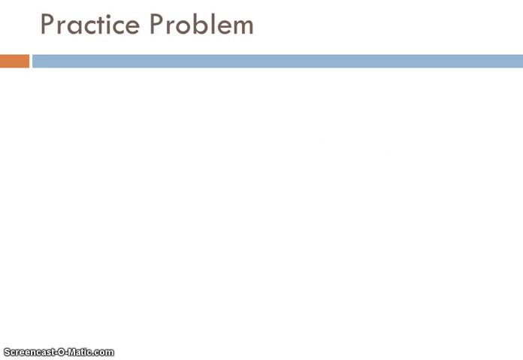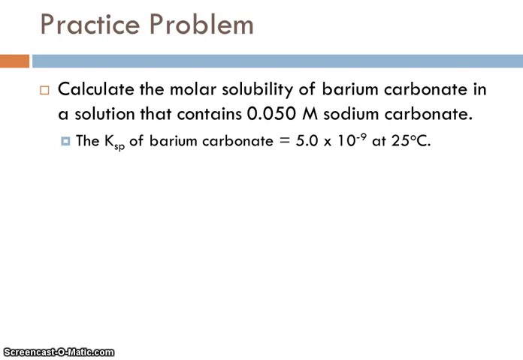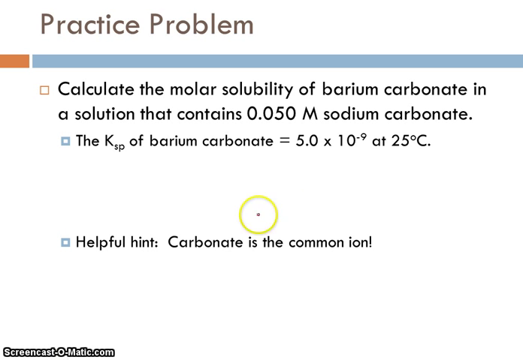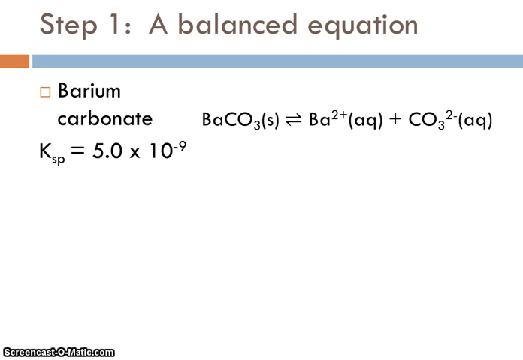So let's go through and do a practice problem where we have to worry about a common ion. Calculate the molar solubility of barium carbonate in a solution that contains 0.05 molar sodium carbonate, and conveniently we're given the Ksp, a Keq, for the barium carbonate. You'll notice it's a very small number. So what we're saying here is that carbonate is part of the original thing we're studying, and then we're going to add a salt that also contains carbonate. So carbonate is the common ion here. That means when we set up our ice table, there's already some carbonate in solution before we actually set anything up.